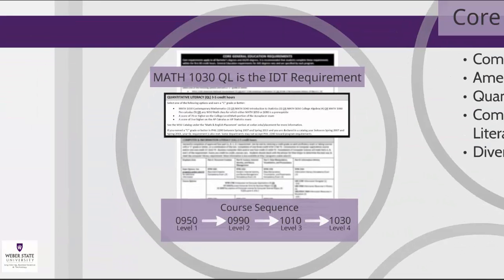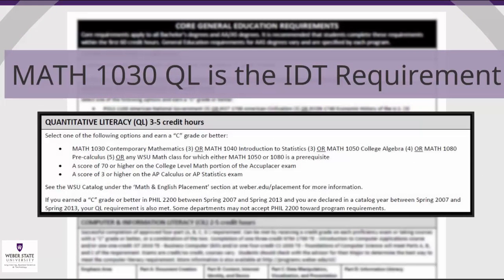The third requirement under the core section for general education is quantitative literacy. Please note that as an Interior Design Technology student, your major requires Math 1030. This course will fulfill your quantitative literacy requirement. As with English, you may need to take prerequisite courses before taking Math 1030, depending on where you were placed in the Math Mastery Exam or ACT in the past 2 years.